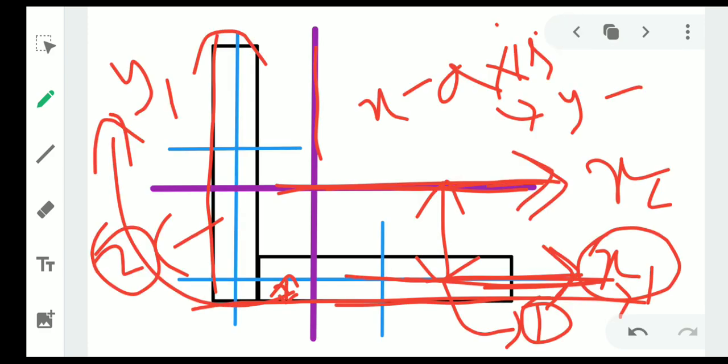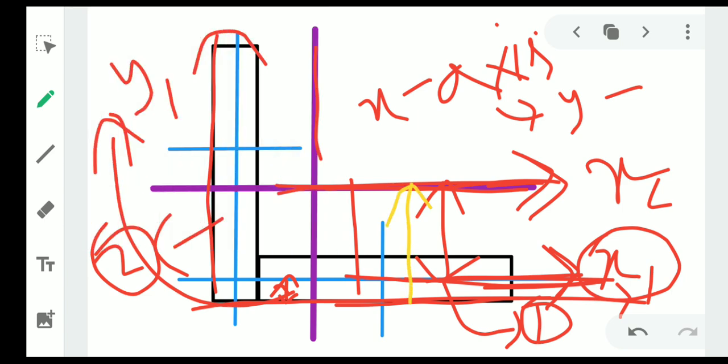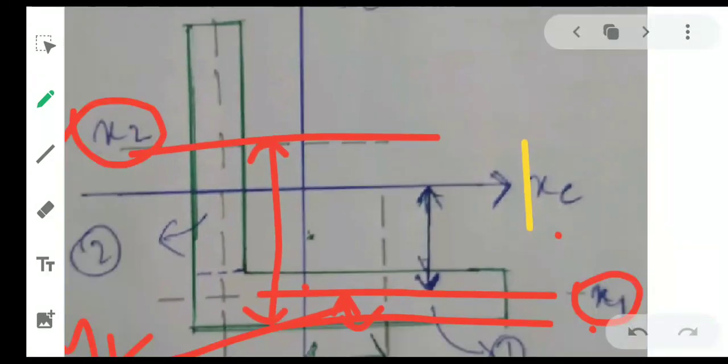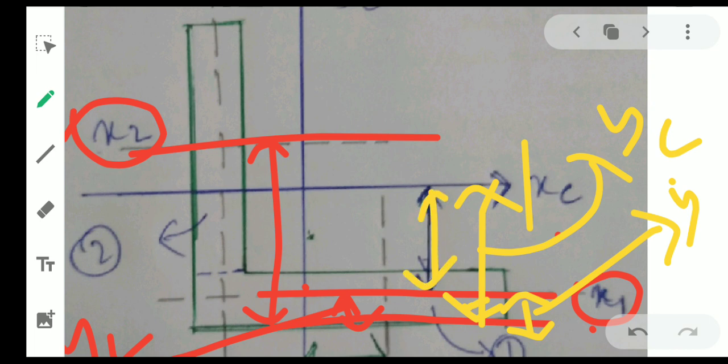You can see here, this is xc. This xc means from this to this. From the x axis to this distance. This distance, from this axis to this axis, is what? Yc, nothing but yc, because we are calculating from the x axis. So this is yc, this is y1, this distance is y1.